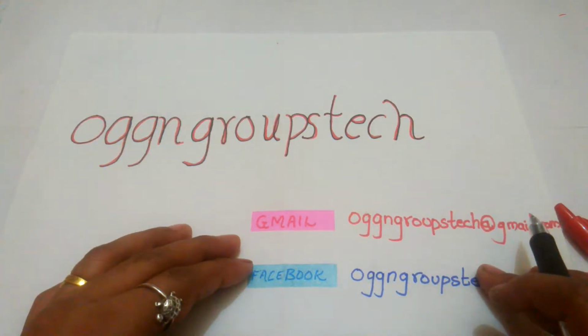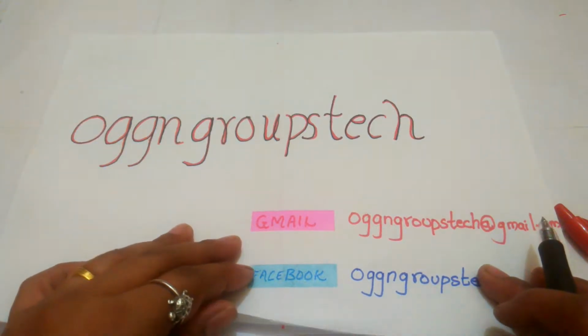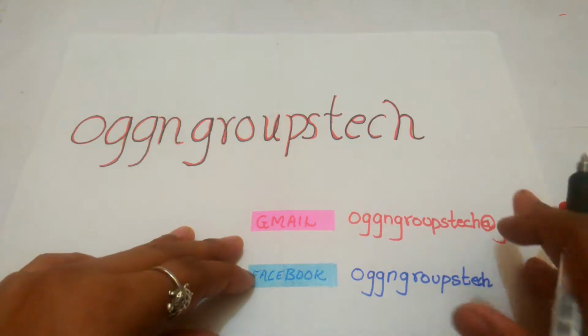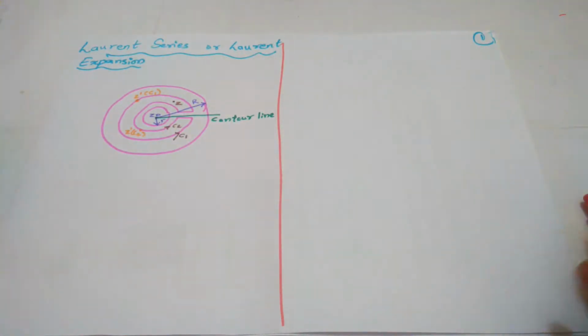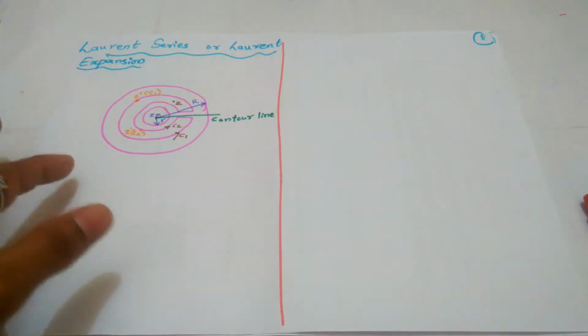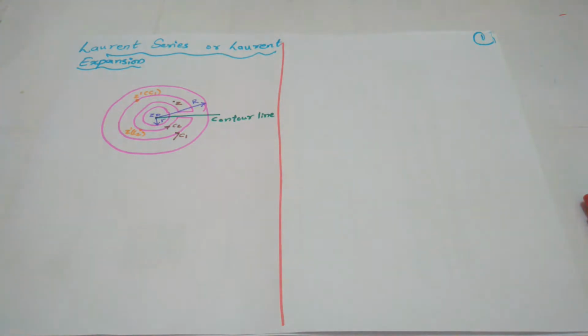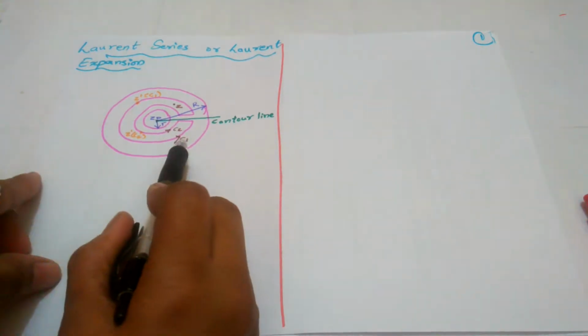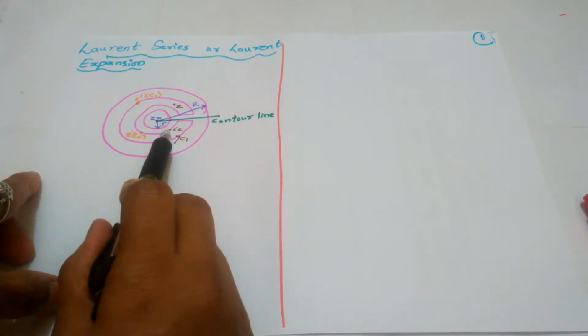Hello. Today we are going to start a new topic called Laurent's expansion. So let's start this. We are going to derive an expression for the Laurent's expansion, or we call it a Laurent series too. See this diagram, it's a simply connected region having two circles. This is C1, this is C2.